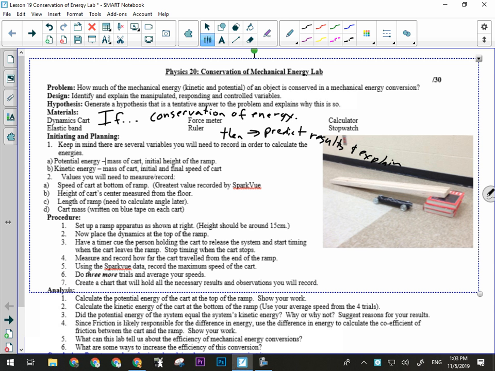So 20 centimeters is a pretty good number. I wouldn't go any higher than that. The cart will go really, really fast, and at the rate that collects data, it may actually miss some of the data we want. So I wouldn't go higher than 20.